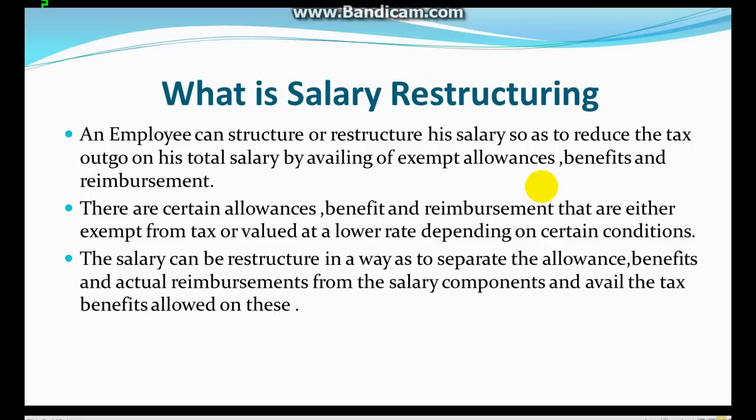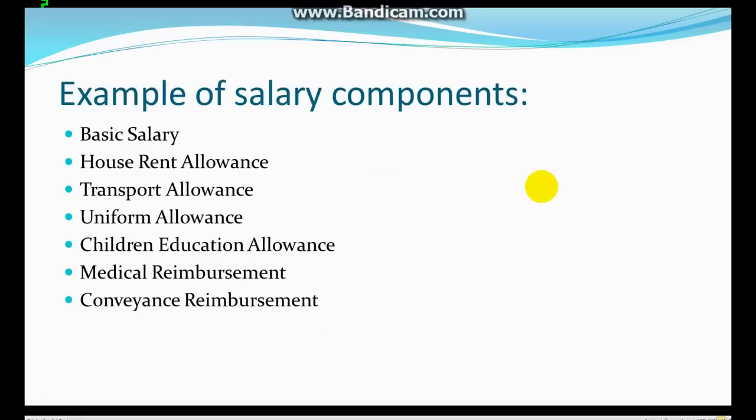So what are these components? I am going to tell you: basic salary, house rent allowance, transport allowance, uniform allowance, children education allowance, medical reimbursement, conveyance reimbursements. So these are the allowances and reimbursements through which you can save your tax. Now I am going to tell you about these components in detail.